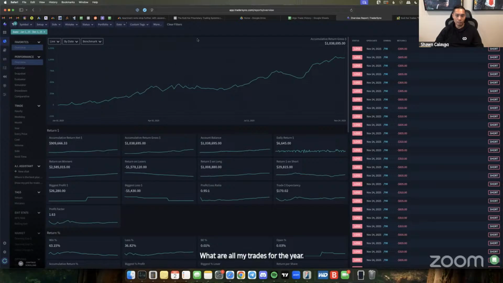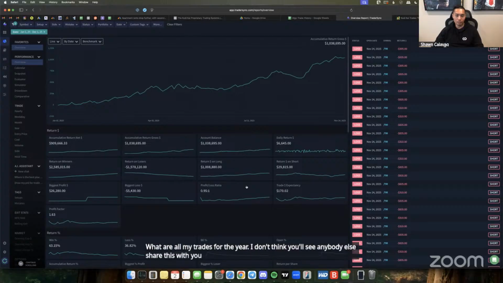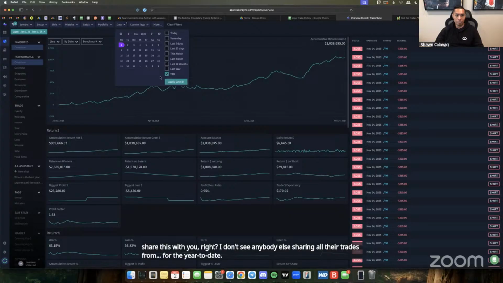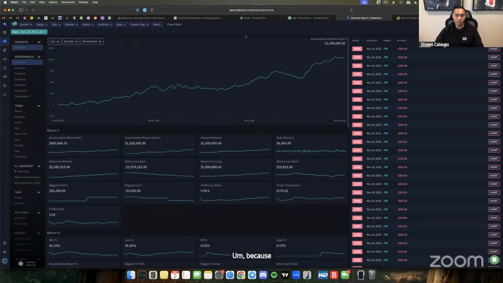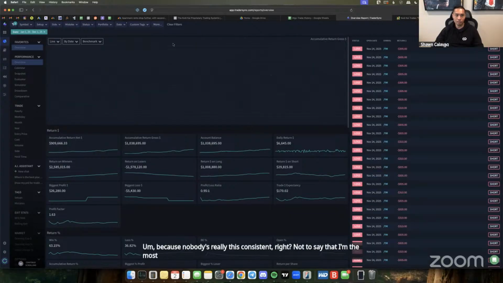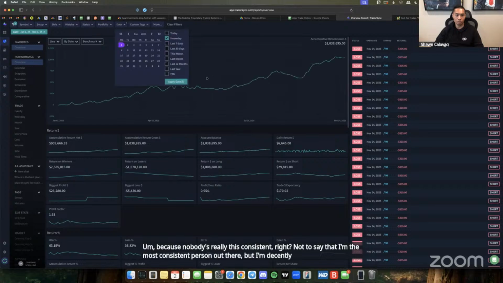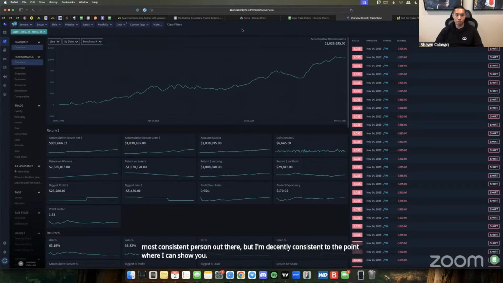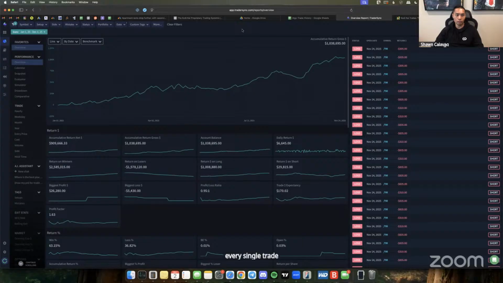I don't think you'll see anybody else share this with you, right? I don't see anybody else sharing all their trades for the year to date, because nobody's really this consistent, right? Not to say that I'm the most consistent person out there, but I'm decently consistent to the point where I can show you every single trade for the whole year. And all these trades were taken live, so I can't fake any of this stuff really.